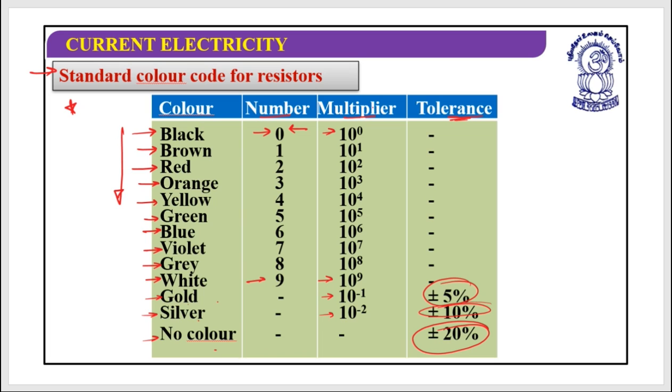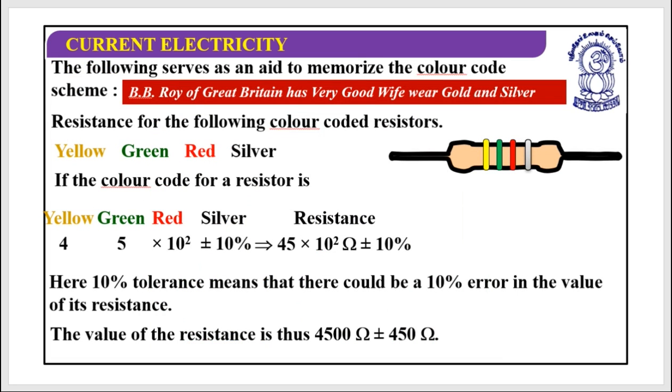Is it clear? Yes. Now one thing: how could you remember this color diagram? You can use this relation: B.B. Roy of Great Britain has a very good wife, where gold and silver. From here you can pick one letter of each, and you might find this easy to remember. This is B, B, R, O, Y, G, B, V, G, W, G, and S.